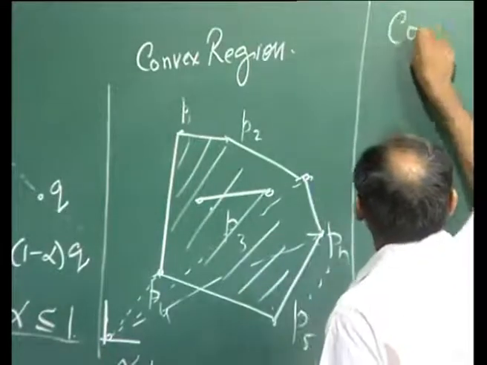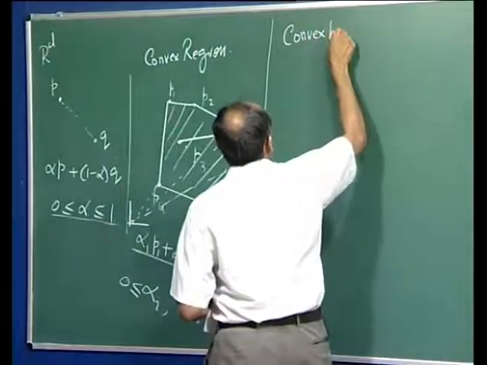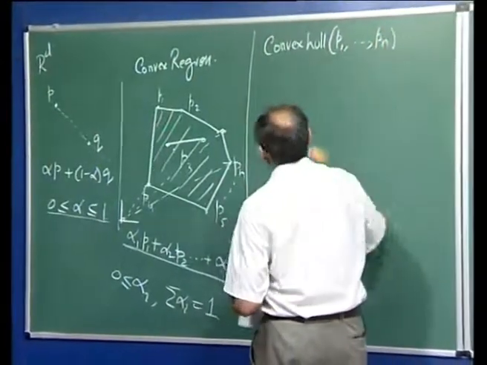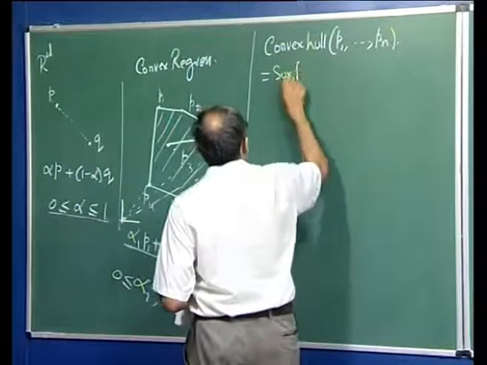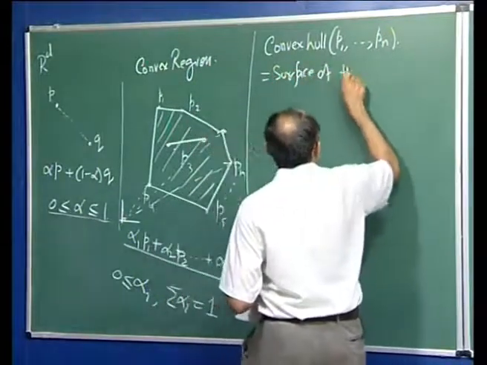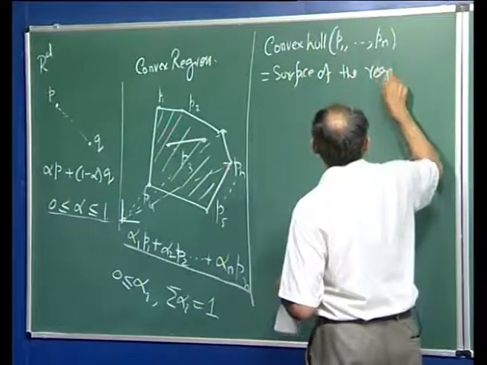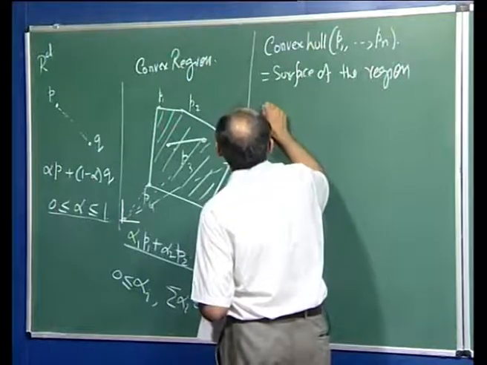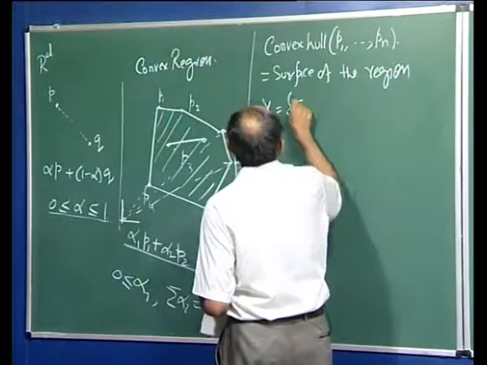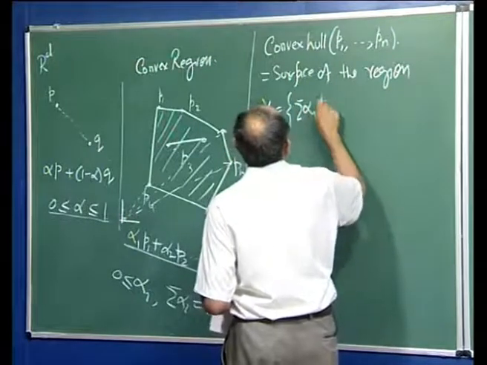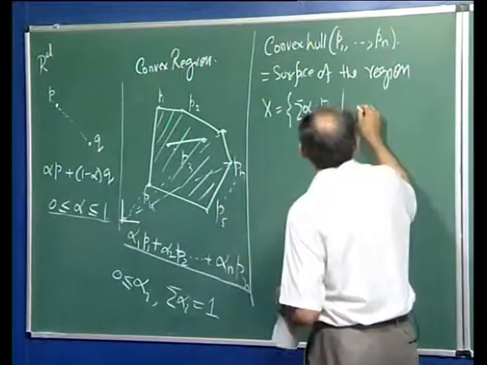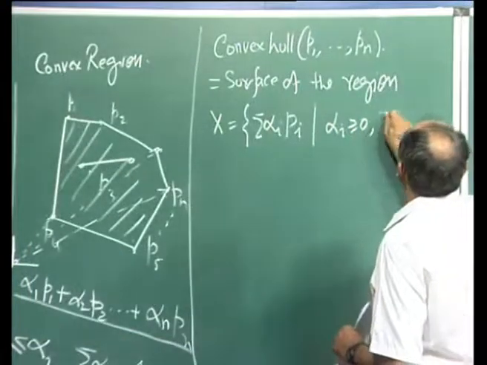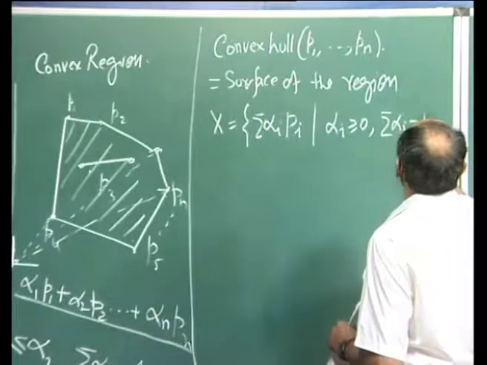The convex hull of a set of points is the surface of the region, let us call it x, which is the sum of alpha i Pi, where each alpha is non-negative and the sum of alpha i is 1.